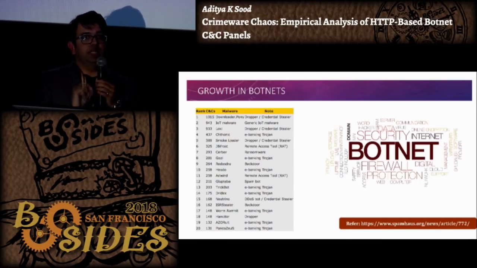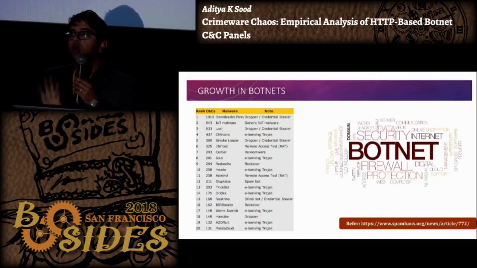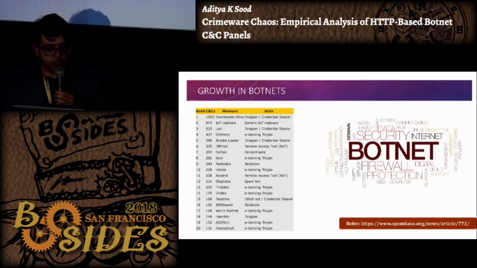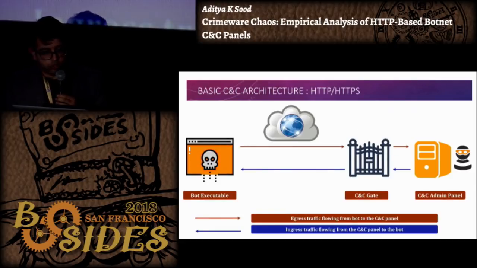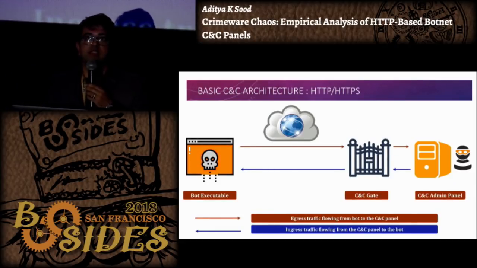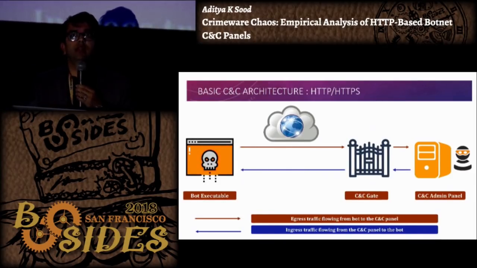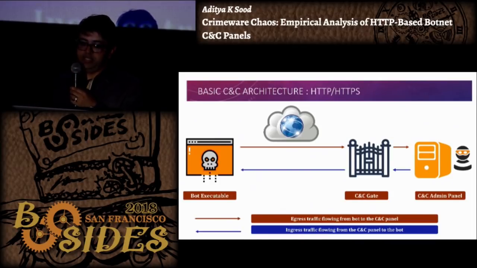Are they using the protocols the same way the RFCs have defined them? Or are they actually twisting the process of using the protocols for CNC communication? So we actually take a look into it. Let's start with a simple basic CNC architecture, specifically for the HTTP-based botnets.